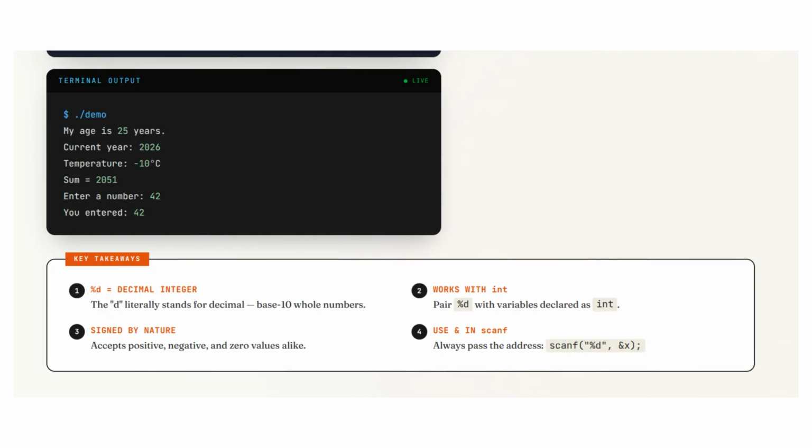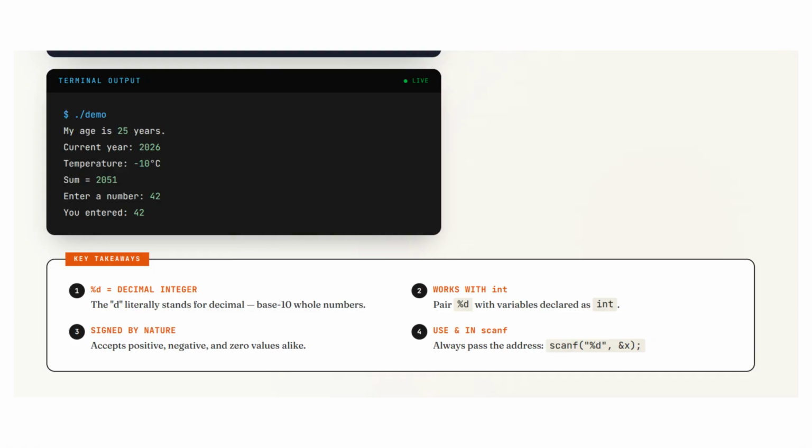All right, now this is the fun part. Let me show you the actual output of the program we just went through. This is the terminal output, meaning this is exactly what you'd see on your screen when you run the code. Look at the first line. My age is 25 years. See how the %d got replaced with the actual value, 25? That's exactly what we talked about. The placeholder disappears and the real number takes its place. Then current year, 2026. Same thing. %d became 2026. Temperature, -10 degrees Celsius. And notice it happily printed the negative number without any problem. That's the signed integer behavior we mentioned earlier.